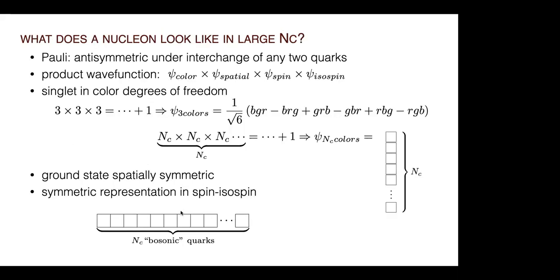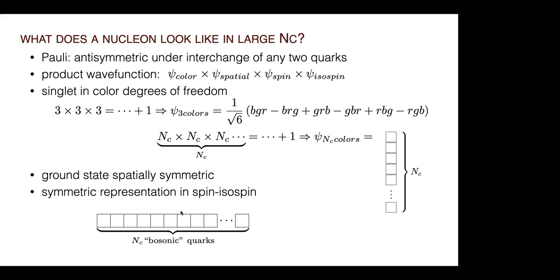All right, so in order to figure out how these operators, terms in the potential, scale in NC, we need to know what a nucleon looks like in the case where the number of colors is large. So we've got at least two things.